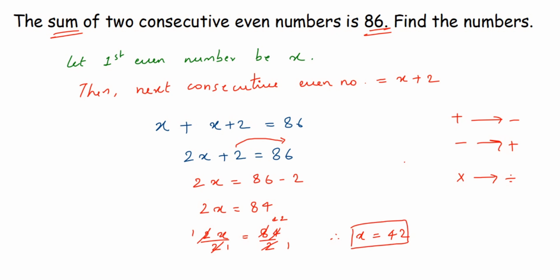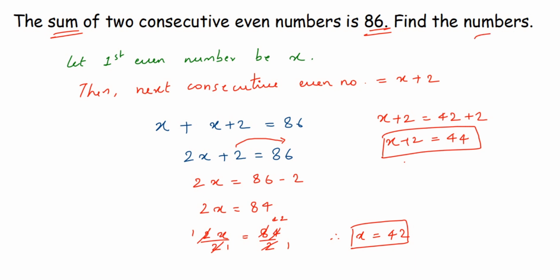So the first even number is 42. The next consecutive even number will be x plus 2. So this will be 42 plus 2, which is 44. So the number x is 42 and x plus 2 is 44. So the numbers are 42 and 44.